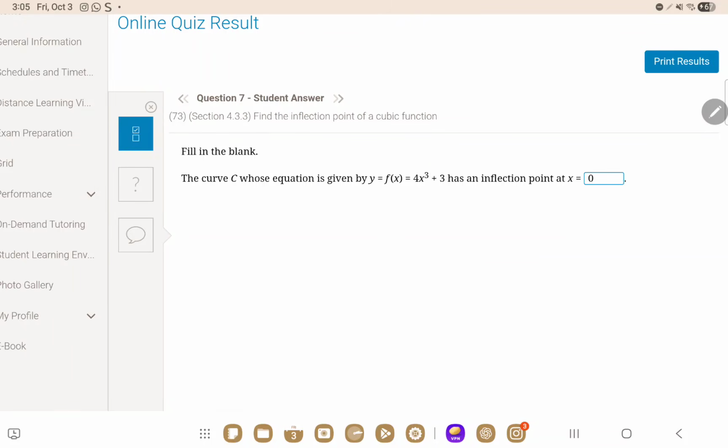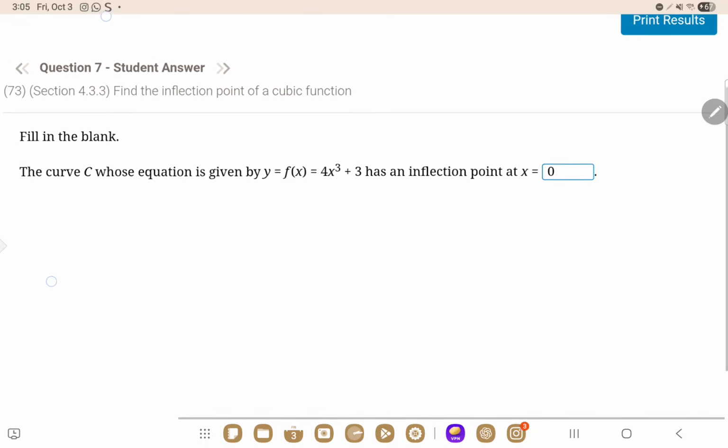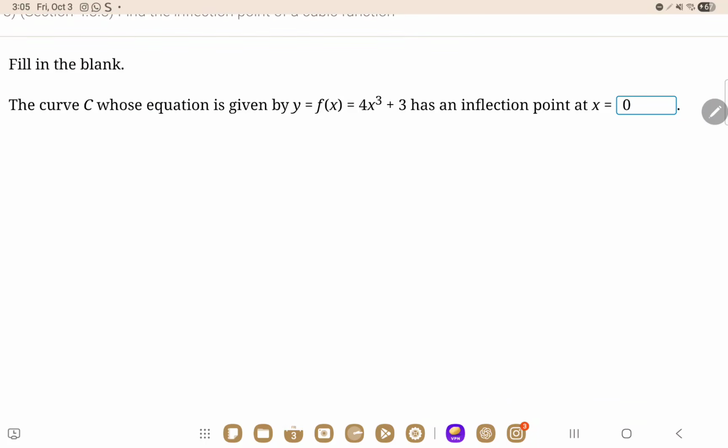The curve C, whose equation is given by this, has an inflection point at x equals. Now, when you hear the word inflection point, you need to think of one thing: double derivatives. It's always, when you hear inflection point, you derive twice. So its first derivative is going to be 12x squared. That's f prime x. And then f double prime x is going to be 24x.